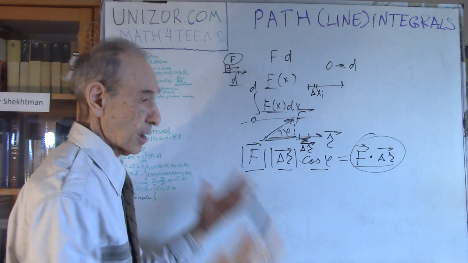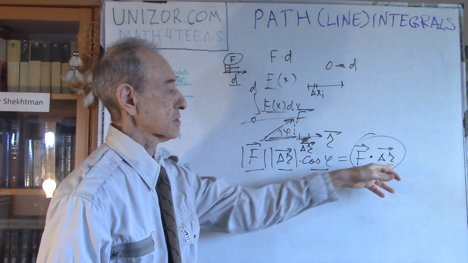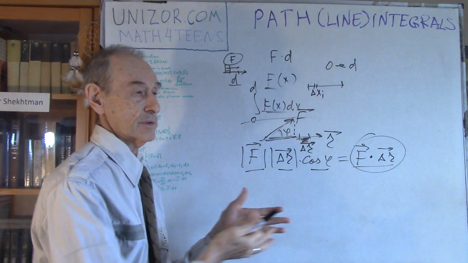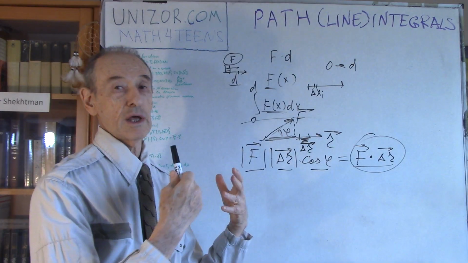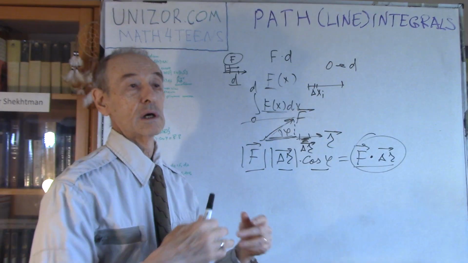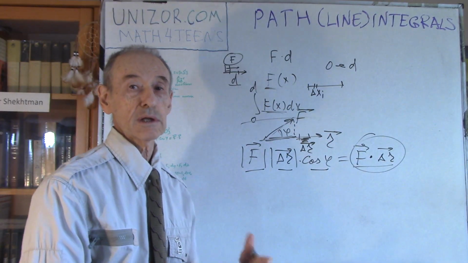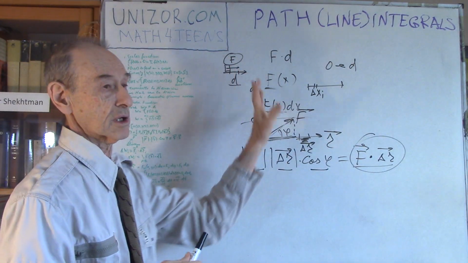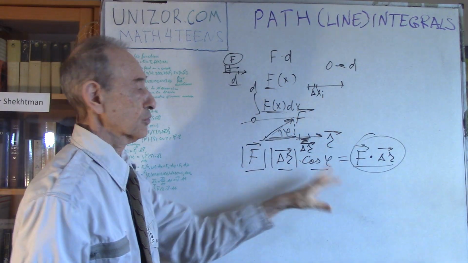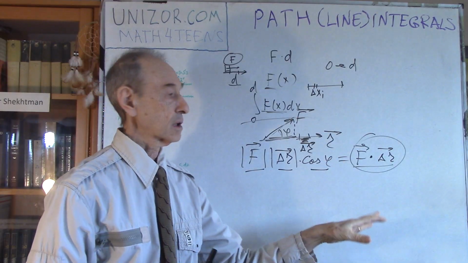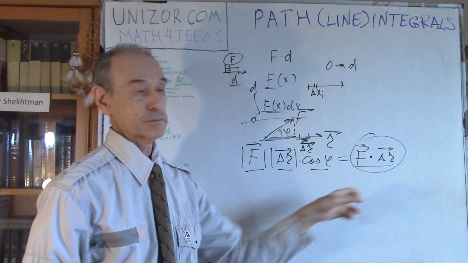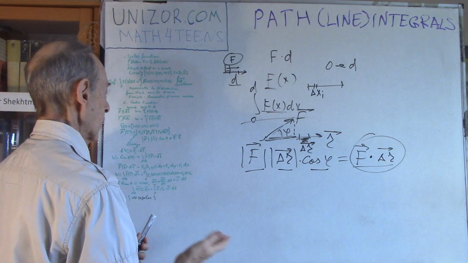Okay, let's complicate it even more. Let's say our road is not straight, but a curve. And this is how I would like to approach the integral of a vector function along a path. So path integral of a vector function. So before we were talking about path integral or line integral of a scalar function. Now I'm talking about path integral of a vector function. Why? Because it's very important for physics. Okay, so how do we define it?